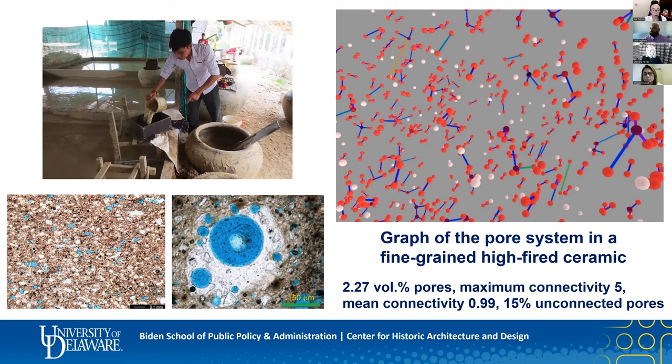on the lower left. In the graph of this pore system on the right here, we see there aren't very many pores in the system. Few of them are connected to a large number of pores, most to just one other pore. And there are also many isolated pores visible, not connected to any others. In fact, 15% of all the pores in the system here are isolated pores.